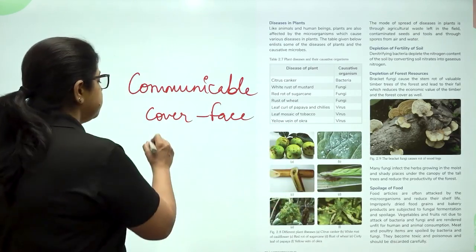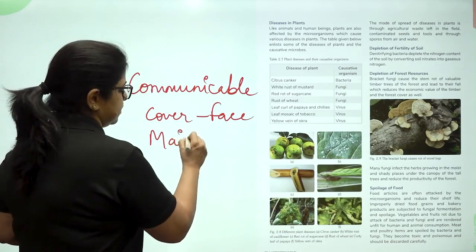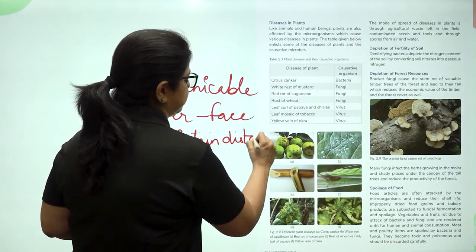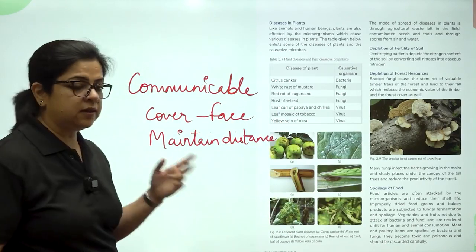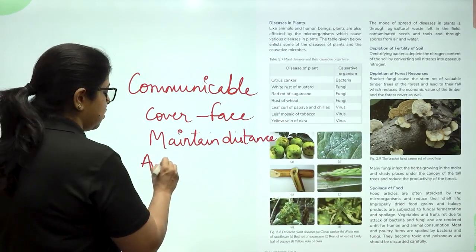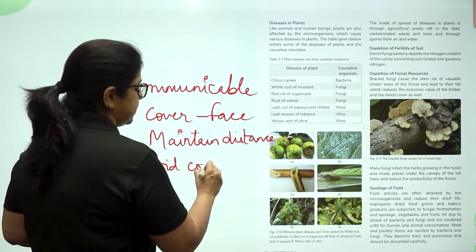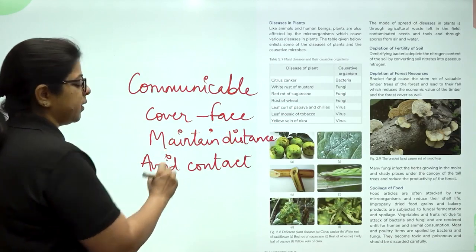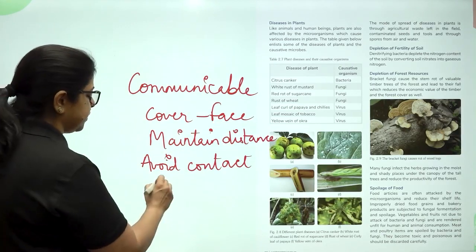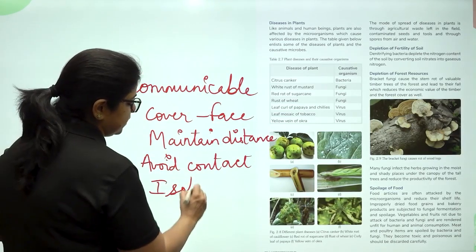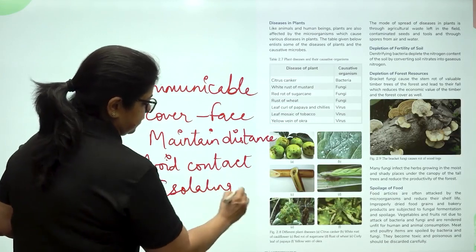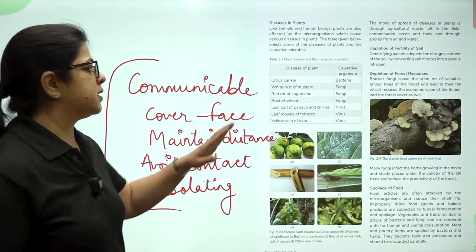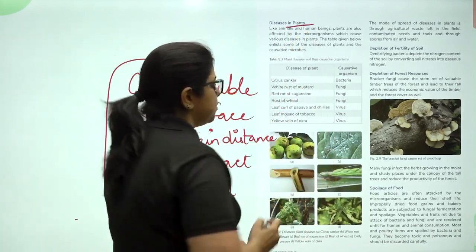Second, maintain distance. This was to stop the spread of the virus. The third one was avoiding contact with the infected person. So here, how were we avoiding contact? We were avoiding contact by isolating the patient. Now, this was about diseases in human beings. Let's come to diseases in plants.